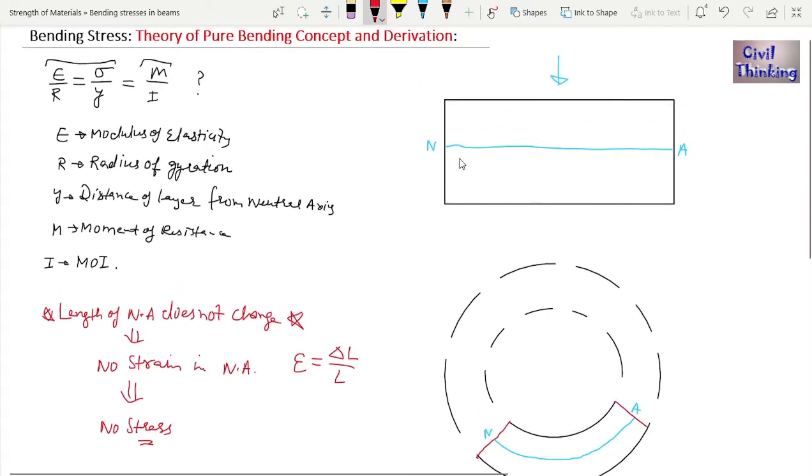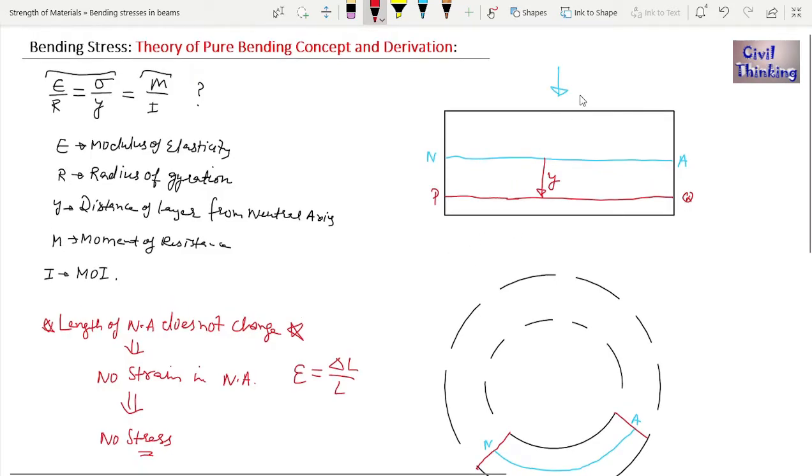Now let's consider another line. Suppose I'm considering a fiber in this beam. Suppose this is the fiber. Excuse my handwriting. You can assume this to be perfectly straight. Let's call this PQ, and it is at a distance of y from the neutral axis. Now this will bend too.